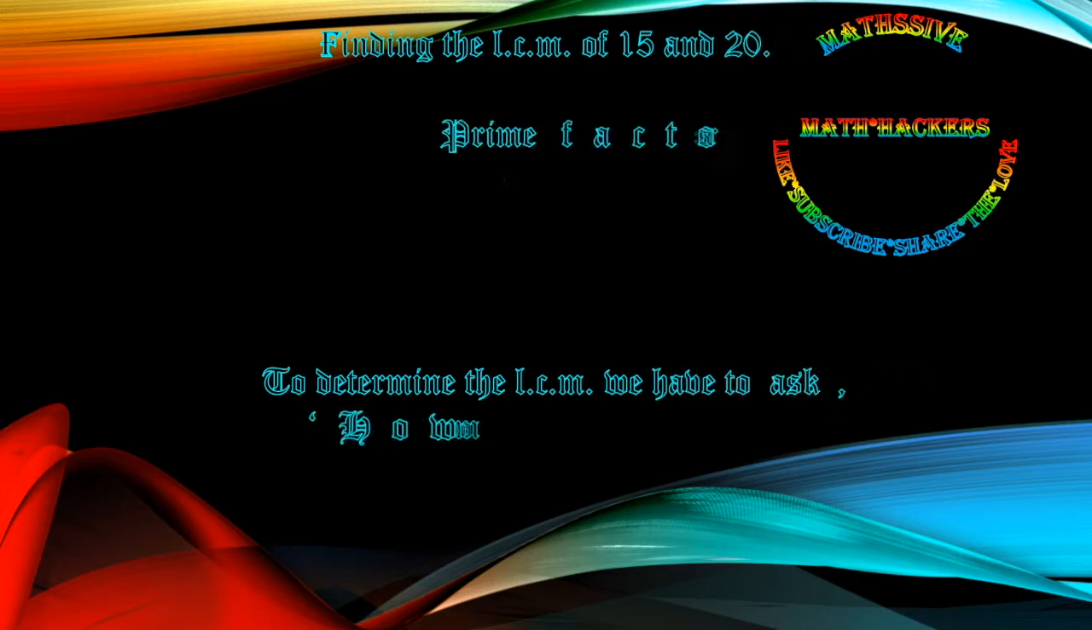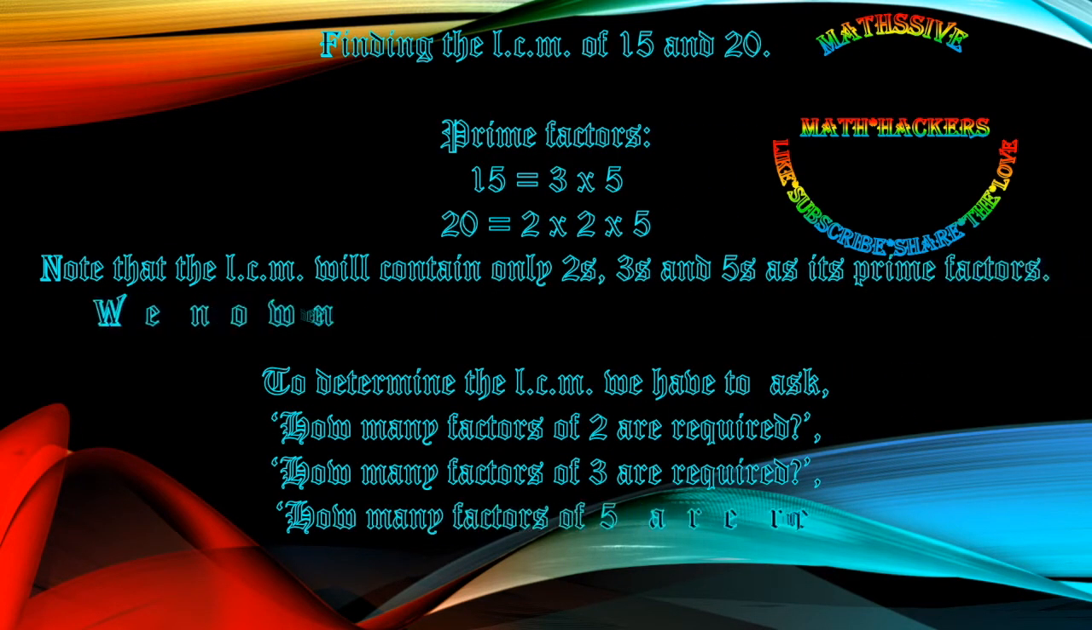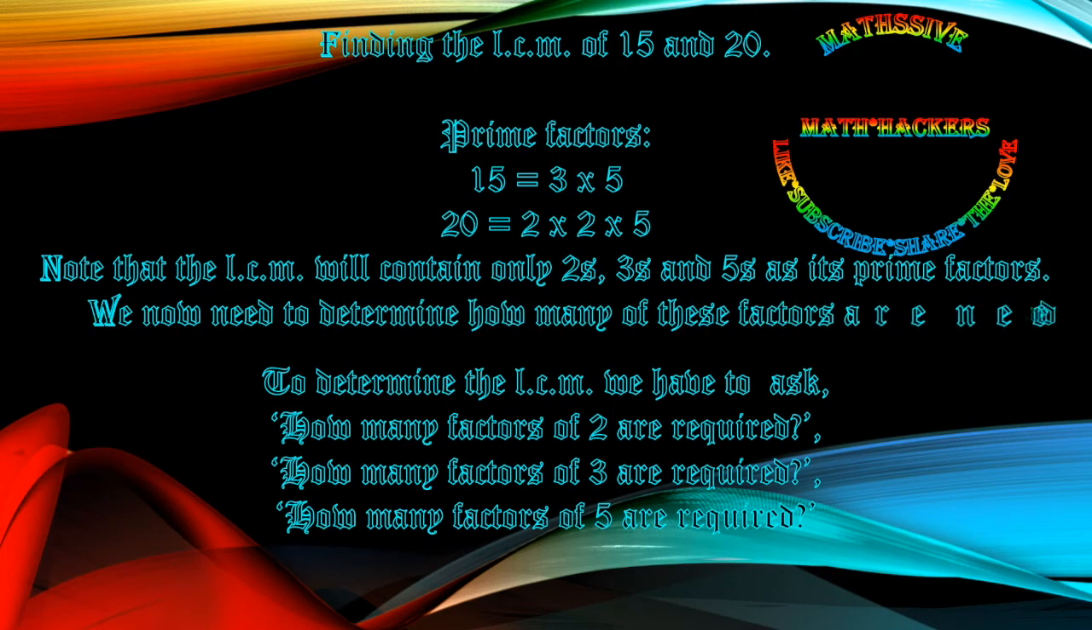So far, we know the prime factors of 15 and 20 as clearly illustrated on the screen. Please note that the lowest common multiple will contain only 2s, 3s, and 5s as its prime factors. We now need to determine how many of these factors are needed. The main question that needs to be addressed is, how many such factors are required? i.e., how many factors of 2, 3, and 5 are required?